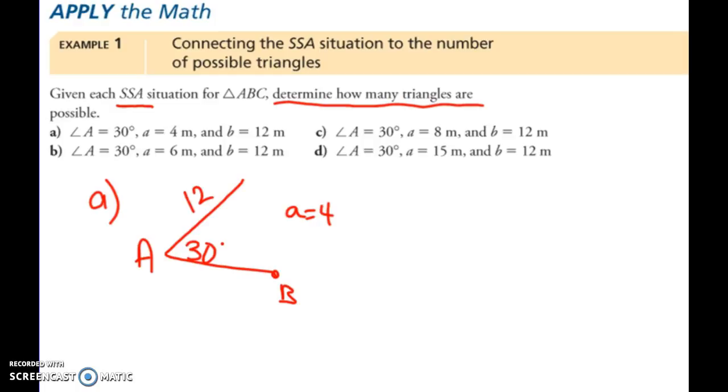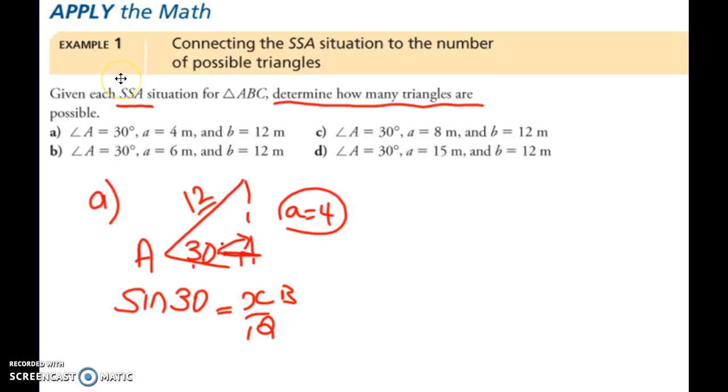Okay, the easiest way to do these is to make each of these a right triangle. So if we were to solve this, we would want to multiply by 12 on this side. So the height, which I'm just calling x right now, would be sine 30 times 12, which is 6. So what this is saying is, in order for this triangle to be a right triangle, this height would be 6. And so if we look, we have a side length of 4.